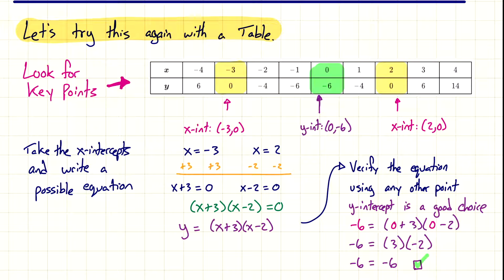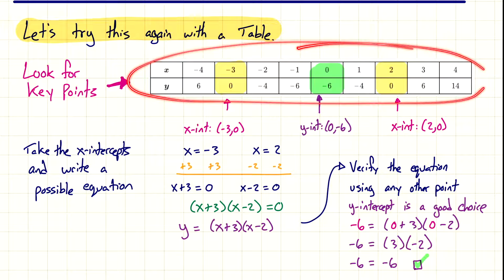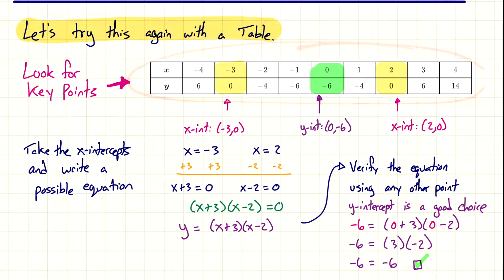And so what we're going to do is look for key points. We've been given a lot of information and we're going to take what we need. The most important for us, just like the previous problem, is if we know the x-intercepts, then we could write an equation. So let's look for the x-intercepts. X-intercepts are easy to find because they're all the places where y is equal to 0. That's how I know where the x-intercepts are. So I look for y equals 0 there, y equals 0 there.